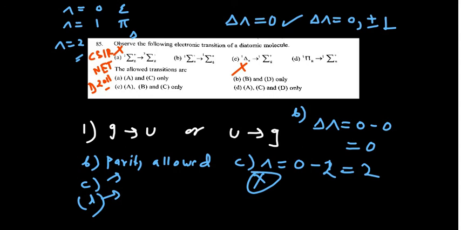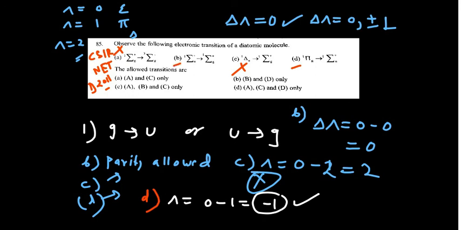Now go for your pi and sigma. If I am calculating for D, this transition is happening from pi to sigma, so that is 0 minus 1, that is minus 1. Minus 1 is allowed, that means D is allowed. So far D is allowed, and so far B is allowed.